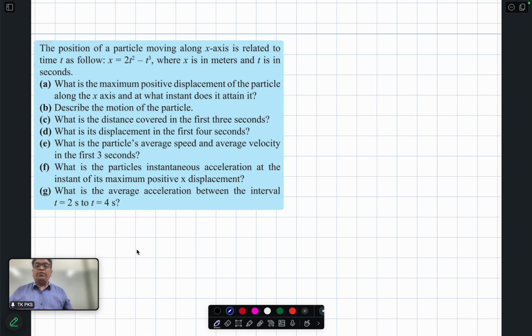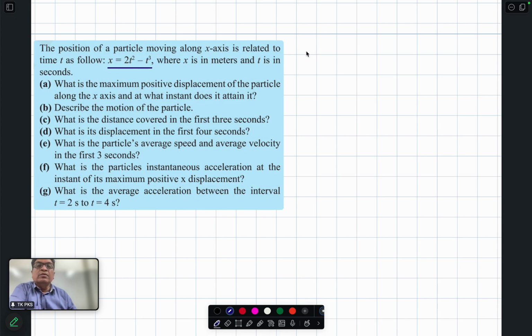Right? I hope it's a sufficient time that I have given to you. I'll do one by one first. See, don't panic when you have such a question. This one question will teach you everything in this chapter. So let me do. The position of a particle moving along x-axis is related to time as x is equal to 2t square minus t cube.